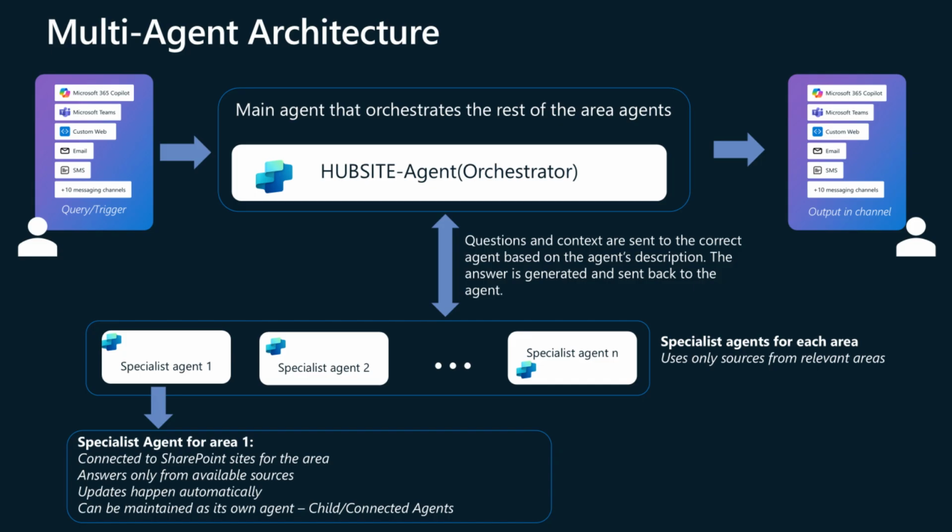This approach means you're not relying on one super agent to know everything. Instead, you've got a network of copilots, an orchestrator at the center and specialist agents around it, each doing what they do best. Together, they provide precise, scalable, and reliable responses. That's the power of multi-agent in Copilot Studio.